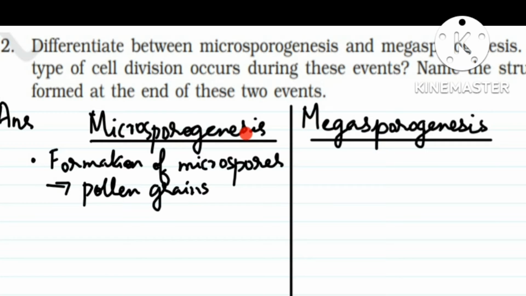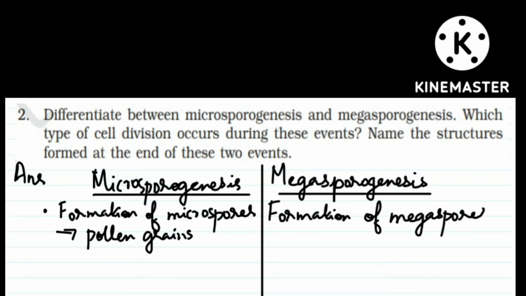Microsporogenesis means the formation of microspores from the microspore mother cell, and microspores will later become pollen grains. Whereas megasporogenesis means the formation of megaspores from the megaspore mother cell. Now one of the megaspores will become functional and later forms the embryo sac. So the pollen grains will be the male gametophyte and the embryo sac will be the female gametophyte.